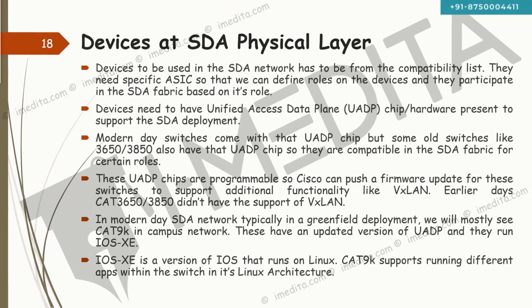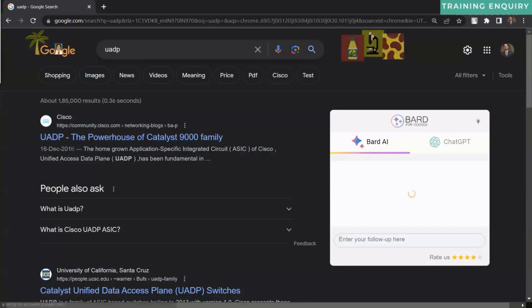This chip that we have here is called UADP, Unified Access Data Plane. It is a hardware chip that is present on every device that is compatible with SDA. So if your device does not have the UADP chip, it will not be able to participate in the SDA network. If you search for UADP, you will find it right here.